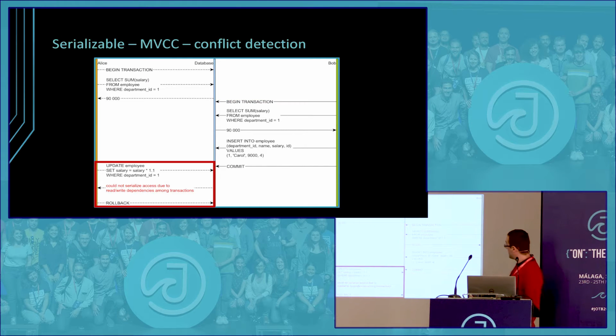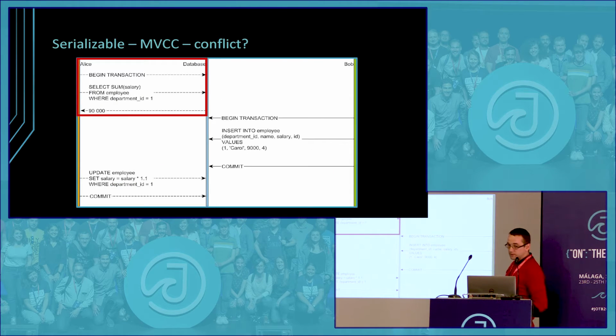However, at the time Alice comes back after your commit, and when she tries to update, Alice will get an exception, because the conflict was detected. The data is no longer the one that she read the first time. So that's the difference between how things work in two-phase locking and MVCC.